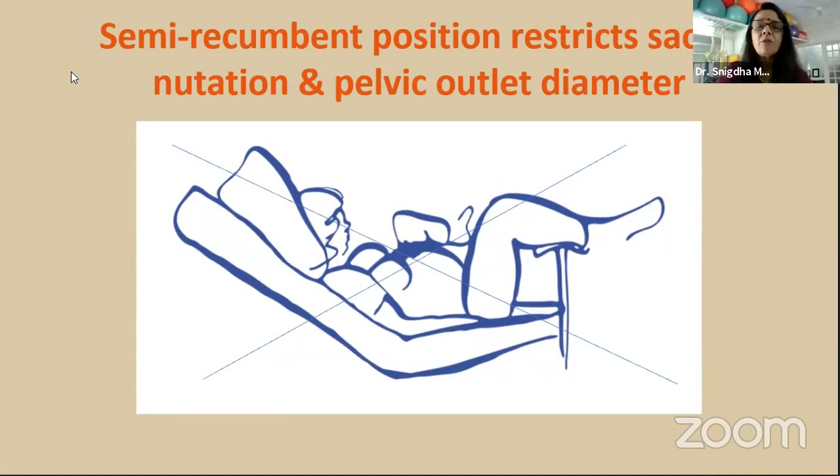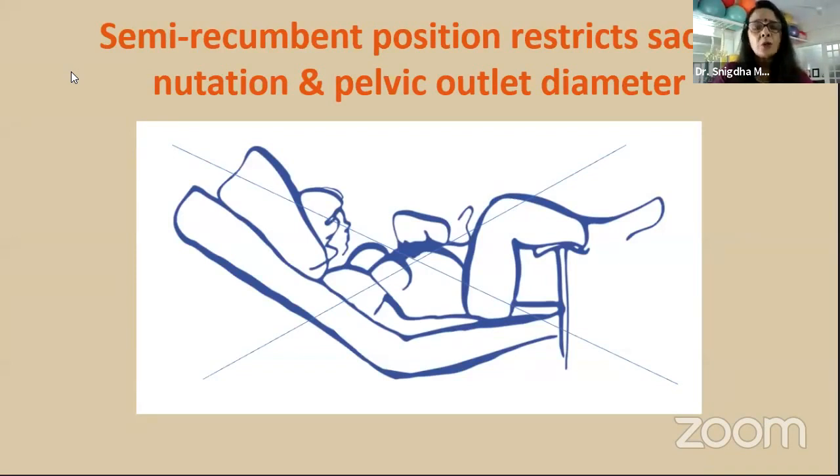And this is a position, unfortunately, often women lie down in, or they are asked to lie down in, for a long time during the second phase of labor. In this position, it restricts the sacral nutation and the pelvic outlet diameter becomes smaller. So this position is not recommended. Unfortunately, many women, especially in the second stage of labor, are asked to lie down for a long time in this position. We also call it the lithotomy position or the semi-recumbent position. And they get an immense amount of pain, but the baby won't come out. But this position is comfortable for most obstetricians.